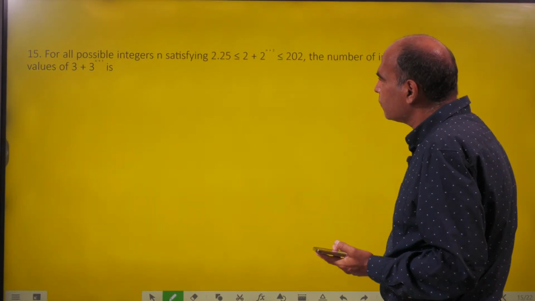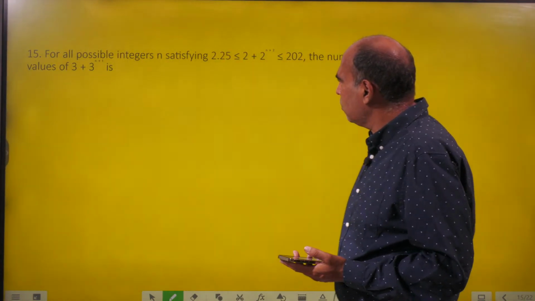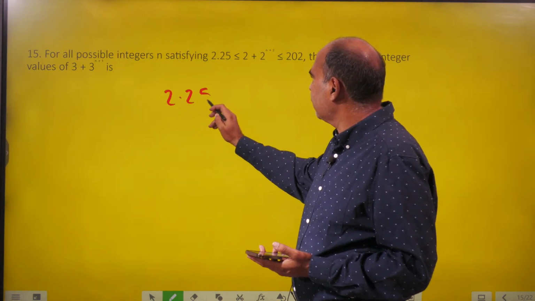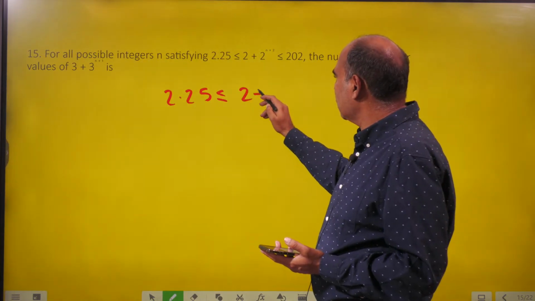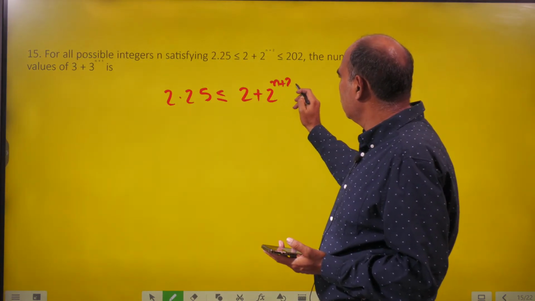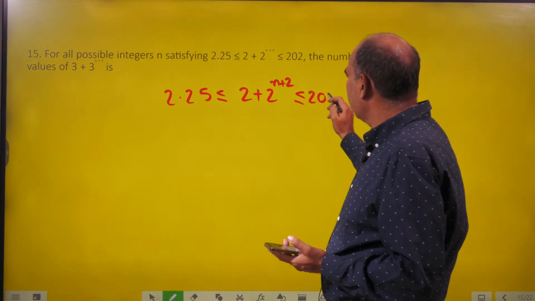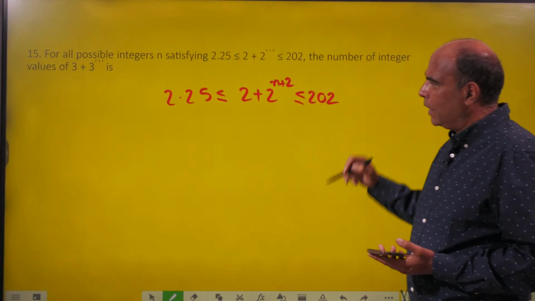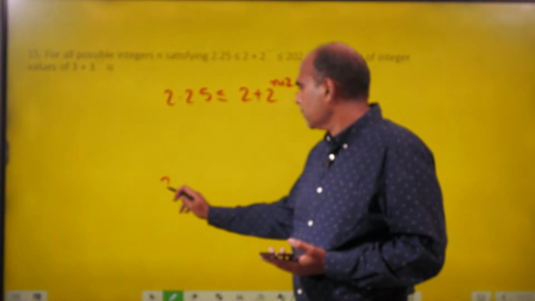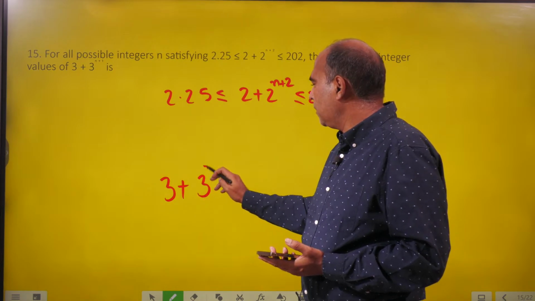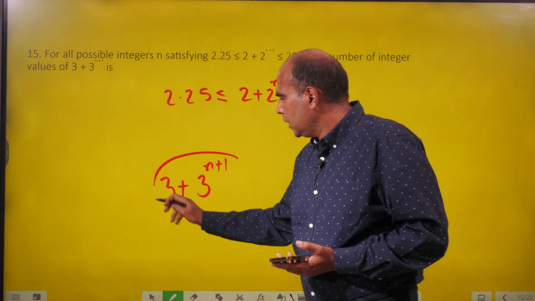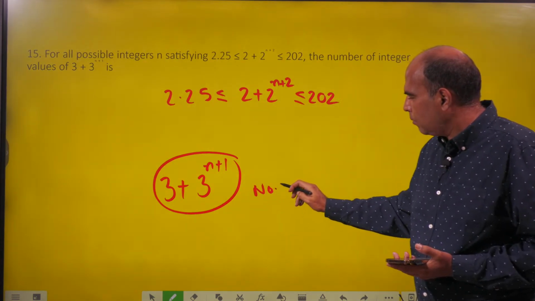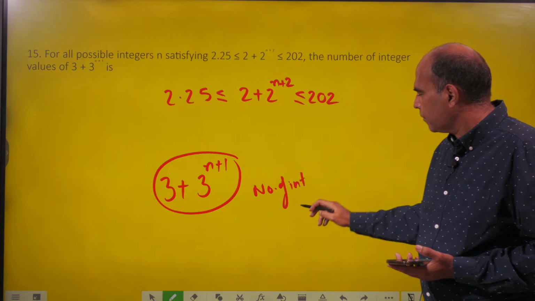Let's go to the next one. For all possible integers n satisfying 2.25 less than or equal to 2 plus 2 raised to n plus 2 less than or equal to 202, you have to read the inequality properly. The number of integer values of 3 plus 3 raised to n plus 1. This expression they are asking us, what is the number of integer values of this expression.